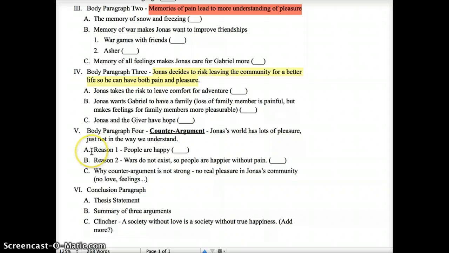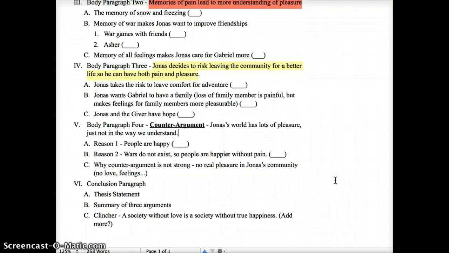So I just reminded myself, I have my reason one, that someone might argue that people in Jonas's community are happy, and I would have a specific example of that. My second reason why people might argue this counter argument would be that words do not exist in Jonas's society, and that makes people happier. And then again, if you look back at your notes, the third thing that we need in this paragraph is why the counter argument is not strong. This is your however statement. So I noted in my outline that there's no real pleasure in Jonas's community because there's no love, feelings, etc. So we do need pain to have pleasure.